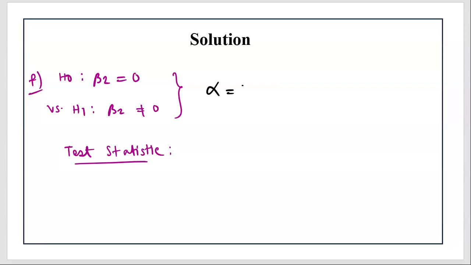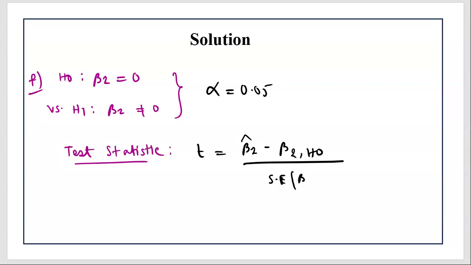So the alpha is given to you as 0.05. What is the test statistic? Test statistic is T, which is simply beta 2 cap minus beta 2 under H naught upon the standard error of beta 2 cap, which under H naught will follow T distribution with n minus 2 degrees of freedom, because you have two parameters, right? Two parameters in your model, that is the n minus 2.